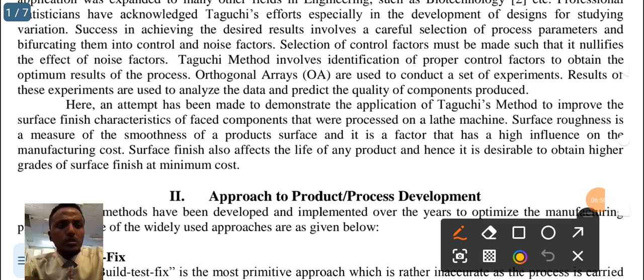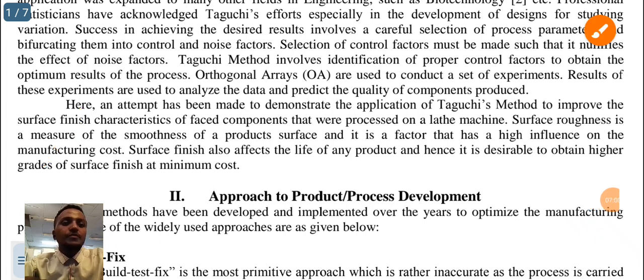Good. They showed us here also at the end of the objective, right? At the end of the objective, an attempt has been made to demonstrate the application of the Taguchi method to improve surface roughness. Here we can understand that the basic output parameter is surface finish, surface roughness, because it's one of the basic output or response parameters that have to be improved in machining operations, especially in manufacturing sectors, right? So, the surface finish characteristics of a faced component that we processed on a lathe machine.